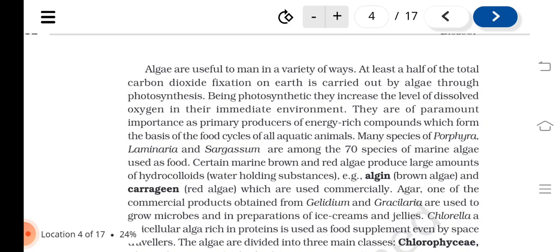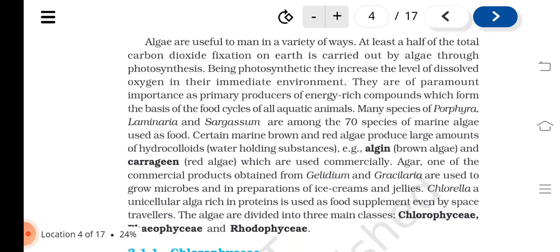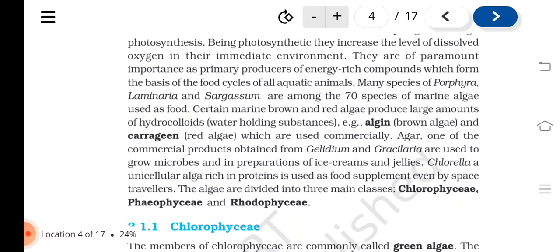Many species of Porphyra, Laminaria and Sargassum are among the 70 species of marine algae used as food. Certain marine brown and red algae produce large amounts of hydrocolloids, water-holding substances, for example algin from brown algae and carrageen from red algae, which are used commercially.